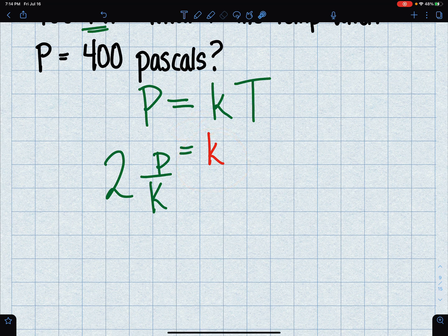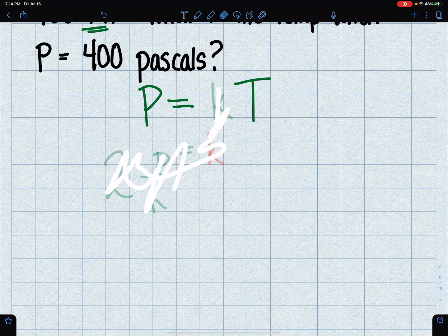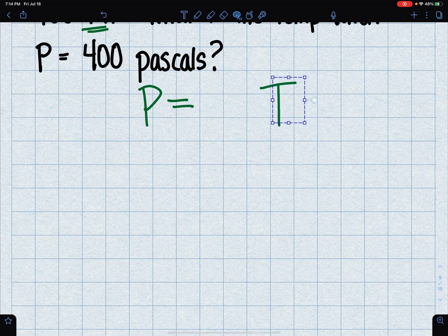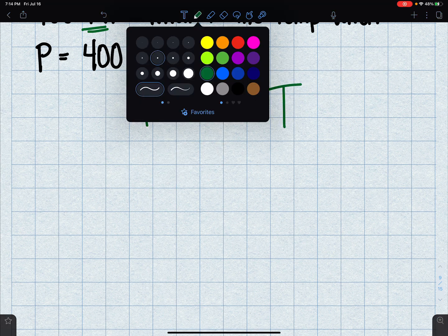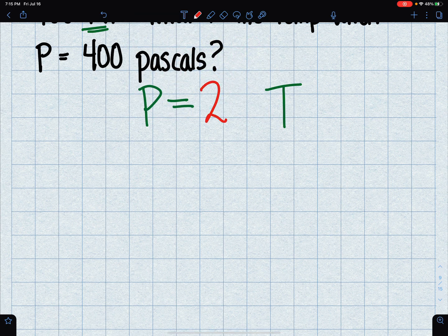So we're going to change this to 2. I'm going to put the number 2 there, and you could write the units. That's what I've been doing, but I forgot them now, so it's okay if you don't.